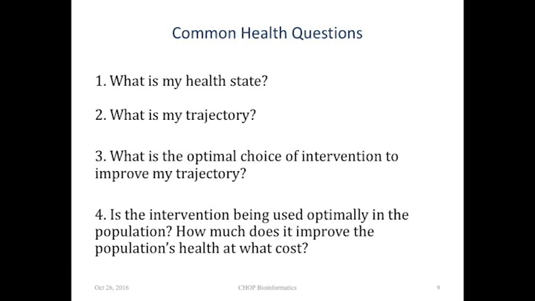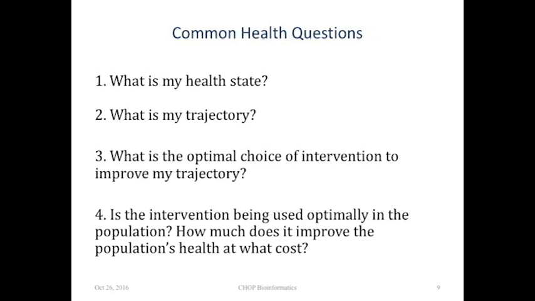So let me just focus on these first 3 questions. What decisions do doctors have to make with their patients? Well, the first decision, I think, is what's my health state? Where am I? In that airplane model, where are we, doctor?